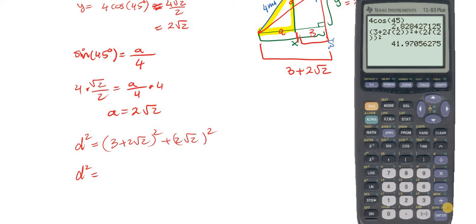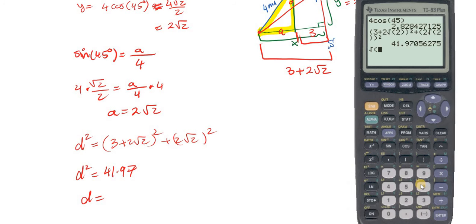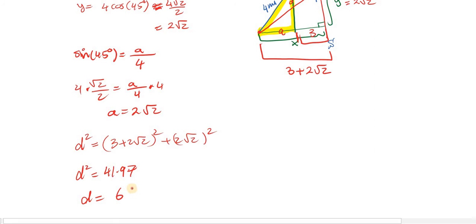D squared is that number, approximately 41.97, and then I'm going to take the square root, so D is equal to the square root of the answer, which is equal to 6.4785. So this is basically the distance D, and this is the answer for the first part.